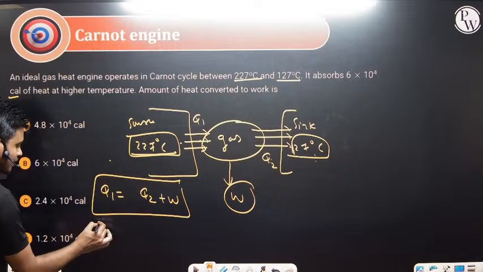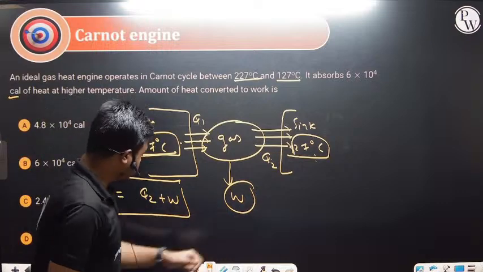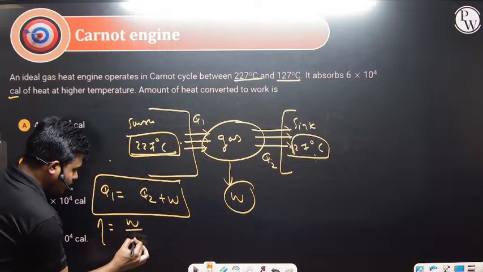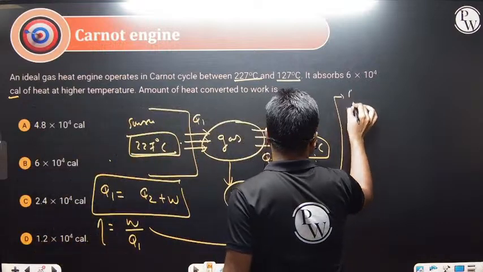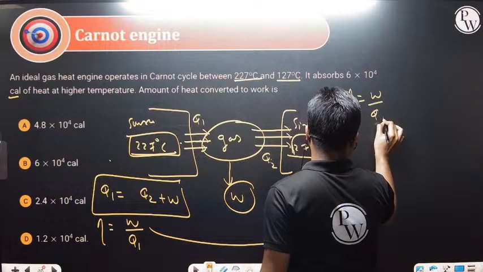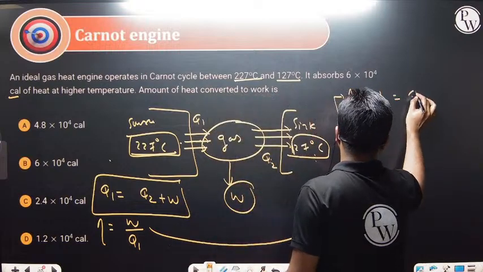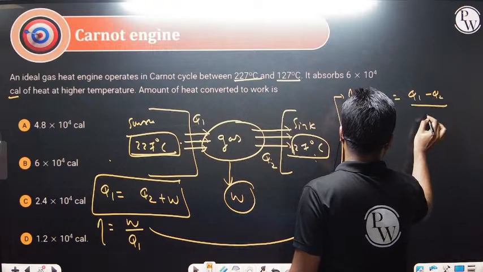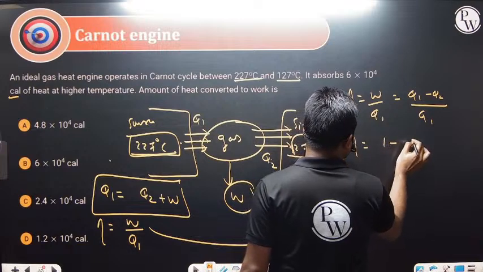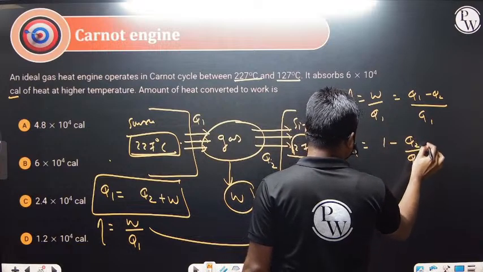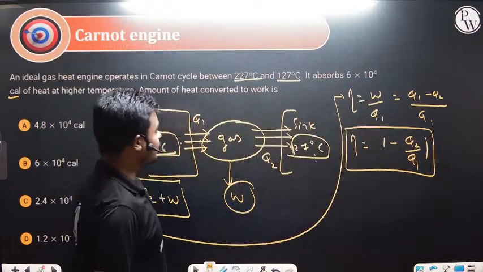And what is the efficiency we define? Efficiency is always the work output we want, that is W, divided by the input we are giving, Q1. So eta is W by Q1. And what is W? We can write Q1 minus Q2, divided again by Q1. So eta is 1 minus Q2 by Q1. This is the efficiency of the heat engine, the Carnot engine: 1 minus Q2 by Q1.